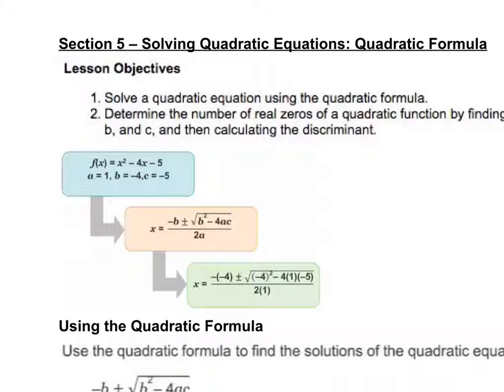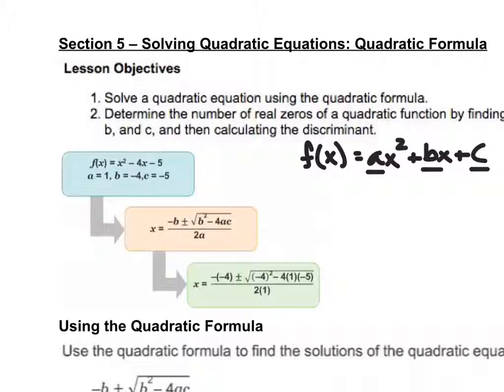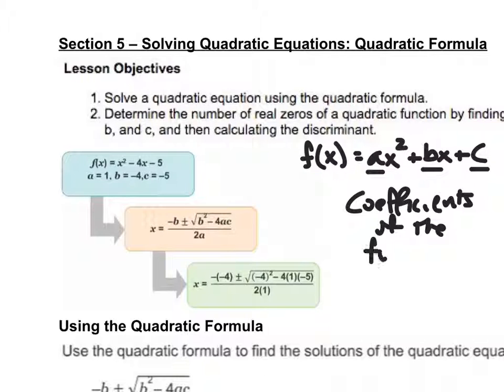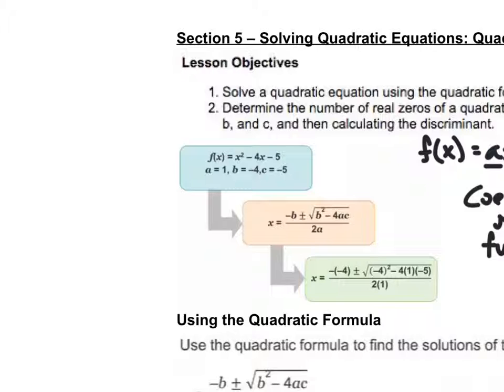All of these equations are given in the form ax squared plus bx plus c, okay? Where a, b, and c are the coefficients of the function. What we want to do is identify what those coefficients are, and we use this thing called the quadratic formula. So this right here is your quadratic formula, all right?